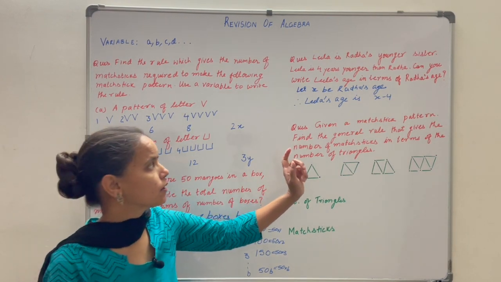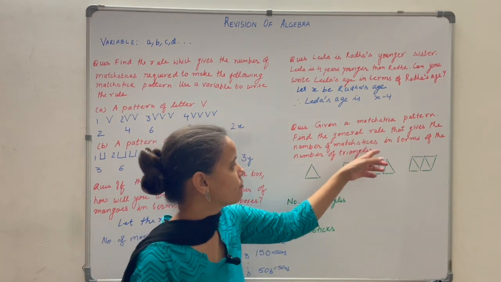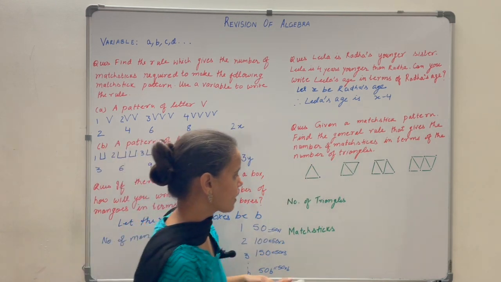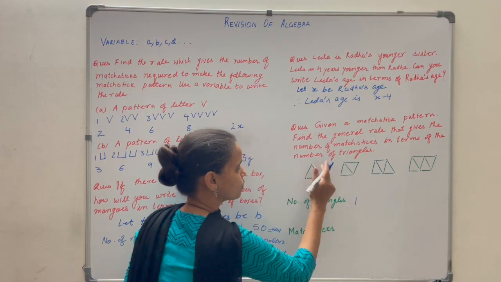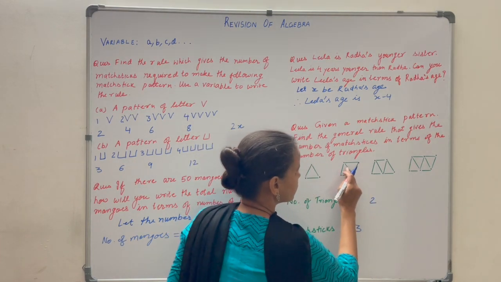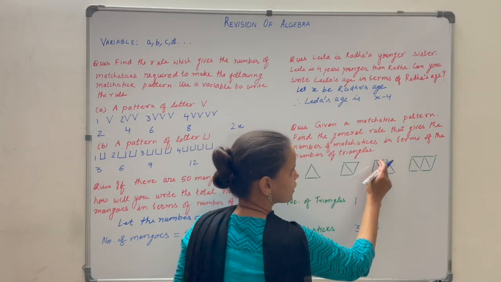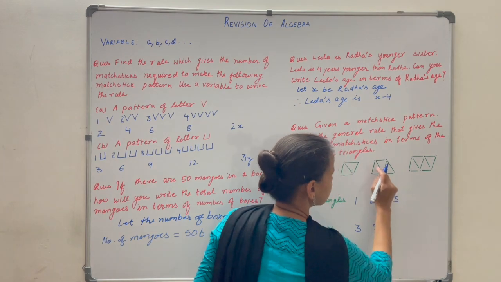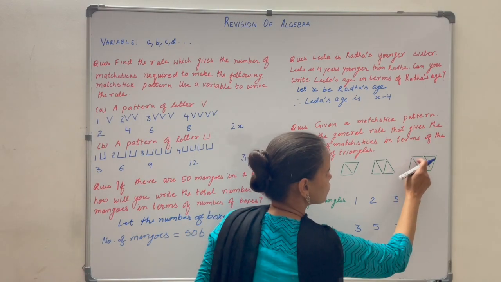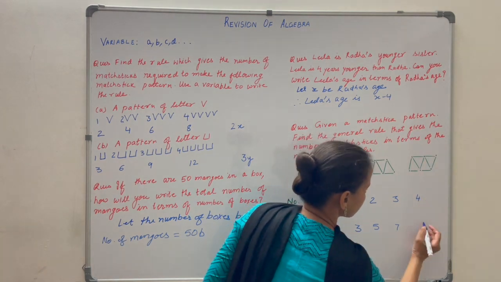Now let us do this question. Given a matchstick pattern, find the general rule that gives the number of matchsticks in terms of the number of triangles. So when there is one triangle, how many matchsticks are there? 1, 2, 3 matchsticks. When there are two triangles, then there are 1, 2, 3, 4, 5 matchsticks. When there are three triangles, till here it is 5, 6, 7. 7 matchsticks. When there are 4 triangles, till here it was 7, 8, 9.